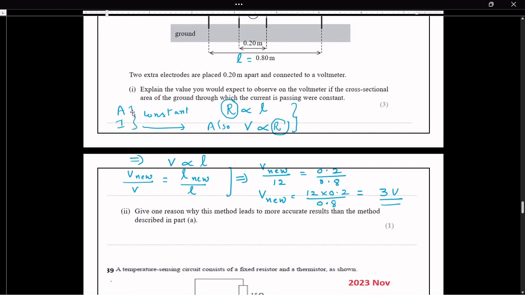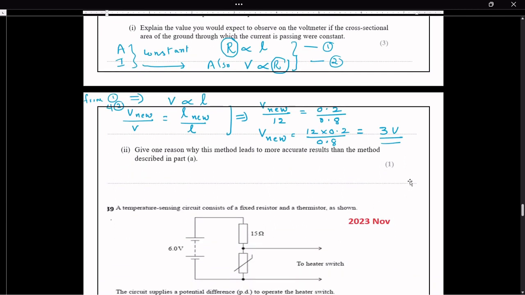They said current and area remain constant. But we know that R and L are directly proportional. Since I is constant, V and R are proportional. So from 1 and 2, I can say V and L are directly proportional. So using that direct proportionality, I'm calculating the new voltage as 3 volt. Now let's move on to the next part of the question.